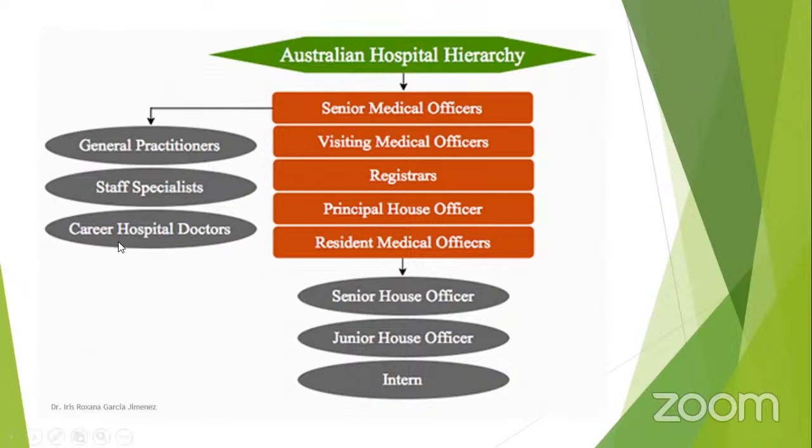And then we have all of these staff specialties in general and career hospital doctors. I mean, doctors that just work at the hospital. Then they have visiting medical officers, people who are prepared just for primary care, the registrars, people who are prepared just for working with all the information, organizing data, the principal house officer and resident medical officers.